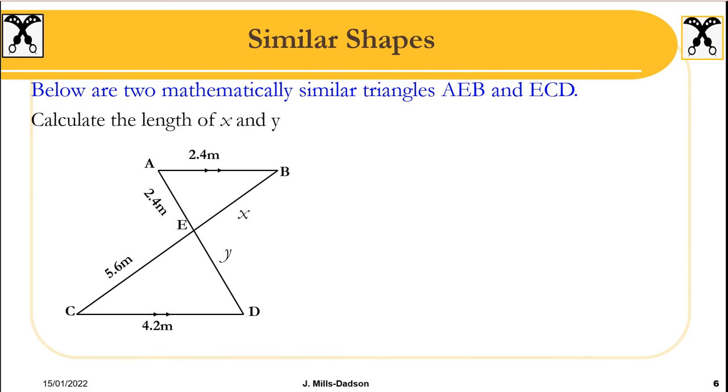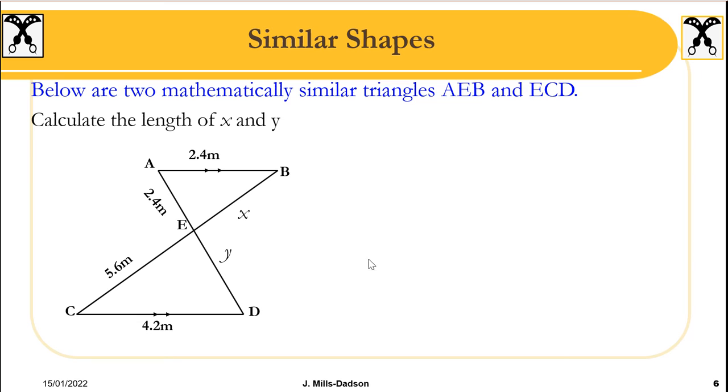The next style of exam question is when you have it like this. Here you need to be very careful to know what we mean by corresponding sides. Look, angle B is equal to C because they are alternate angles, and A is equal to D. So you could see if B is equal to C, then X corresponds to 5.6 and 2.4 corresponds to Y. This is how you should understand it.